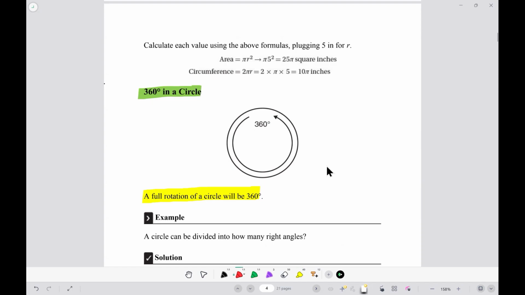It means that for a complete rotation, a full rotation of a given circle, the angle that is produced is 360 degrees. This is the full rotation for a circle, and the angle that is created is basically 360 degrees.